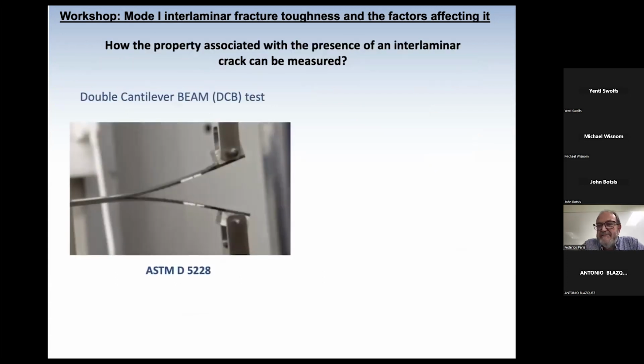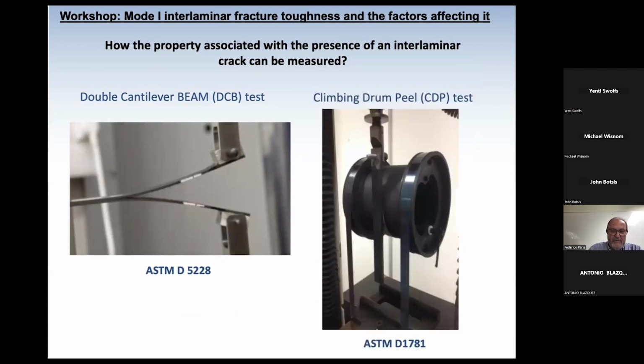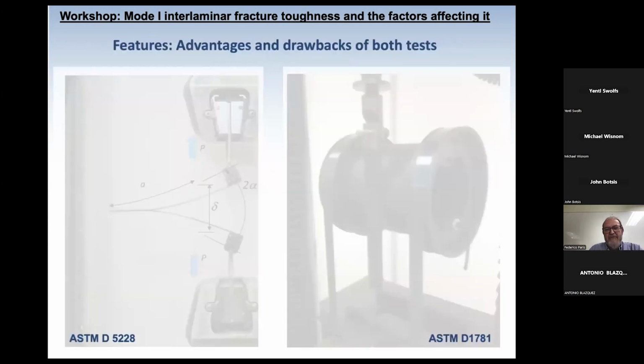How is the property measured? The typical test is the double cantilever beam, DCB, test, regulated by a standard and represented in this picture. But there is another possibility, less used, and we will discuss it a bit later on: the climbing drum peel, CDP, test, which is also represented in the figure and is also controlled by an ASTM and several other standards. Now, the main features, advantages and drawbacks of both possibilities are described in what follows.